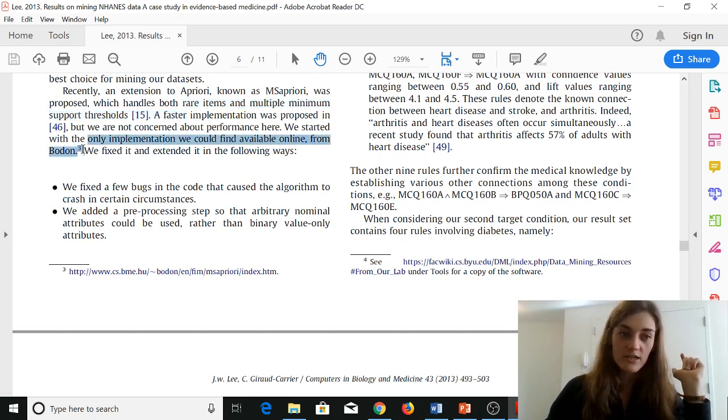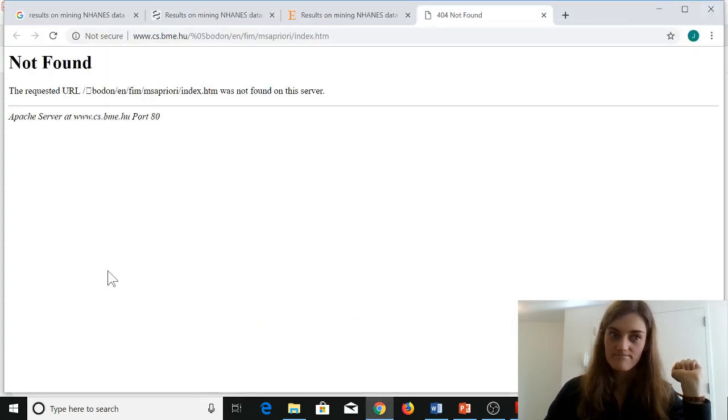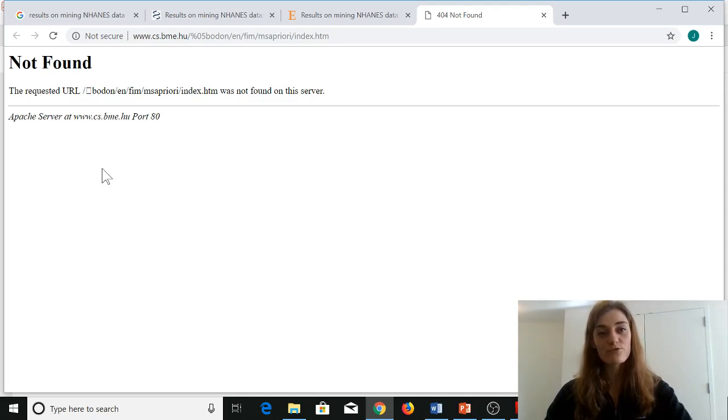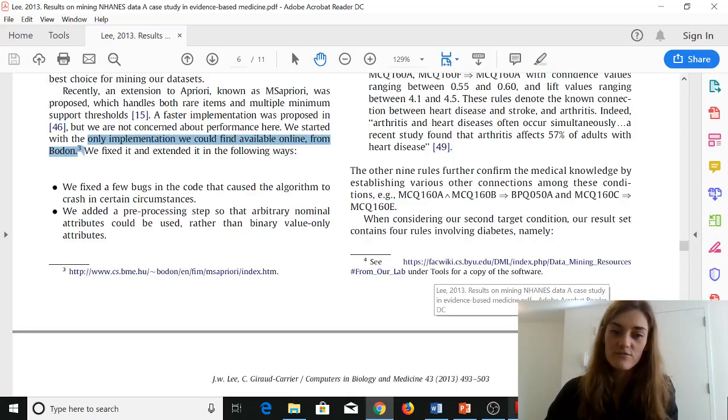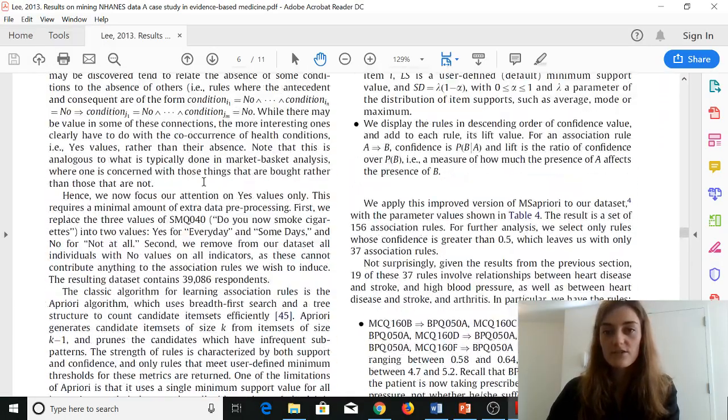And the only implementation of MS a priori that they could find was referenced here at this website. So let's check it out. And the server is not found. So that's unfortunate, because I thought it was really interesting that they would want to set multiple minimum support thresholds, but that reference isn't there. So that's unfortunate for us, but then they do go on to describe how they improve upon this person's algorithm. So those are the next bullet points.